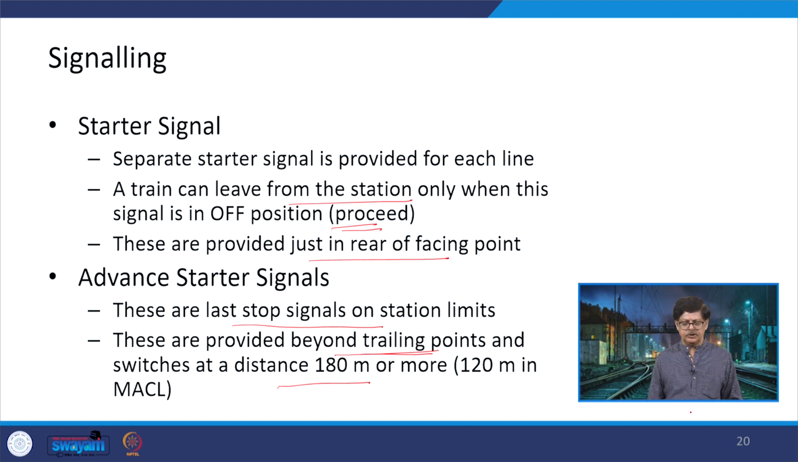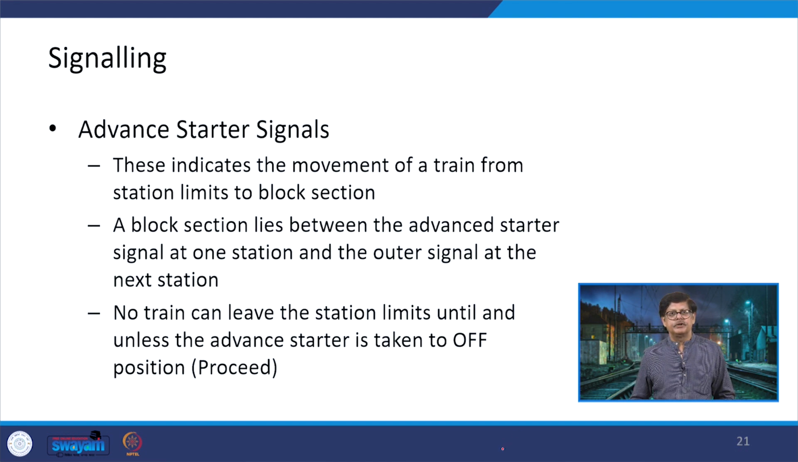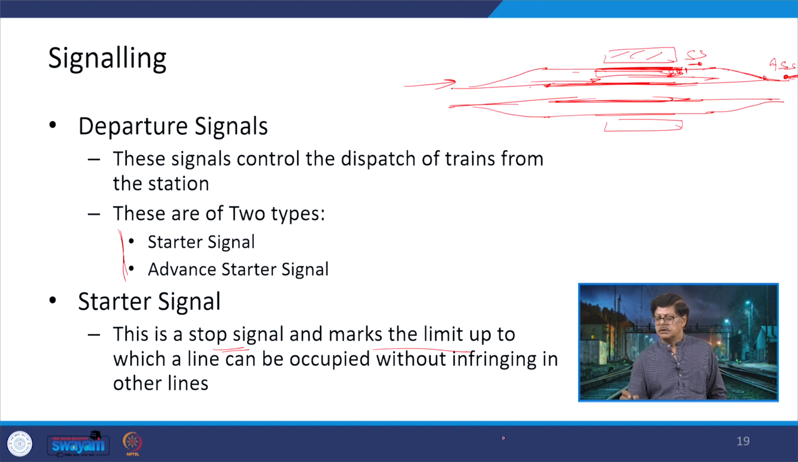So, when you are going beyond the trailing points and switches, there can be another signal provided. So, it is a starter signal and this can be an advanced starter signal. These indicate the movement of a train from the station limits to the block section. That means now from here we are again moving back into the block section. In this direction it was the station section.